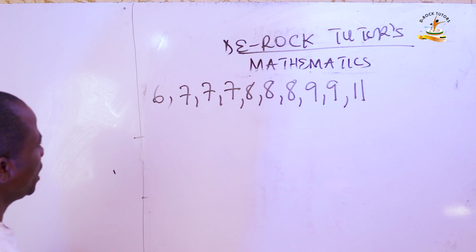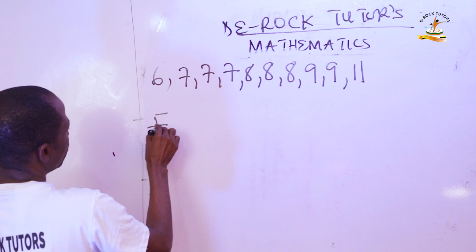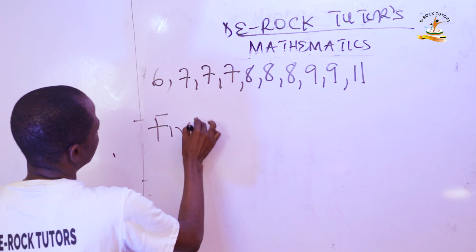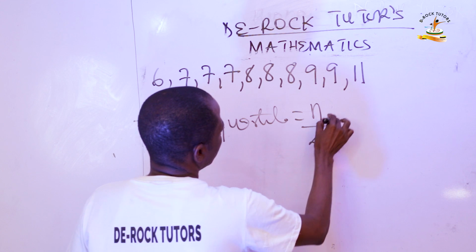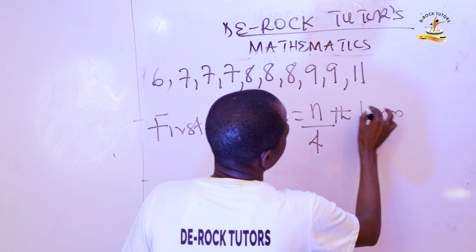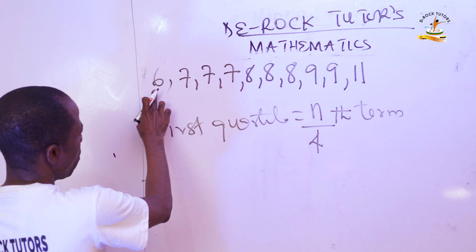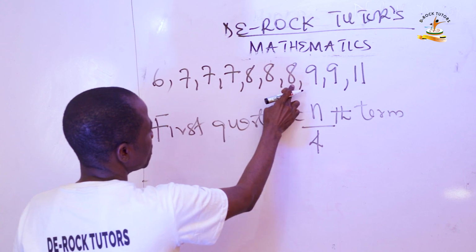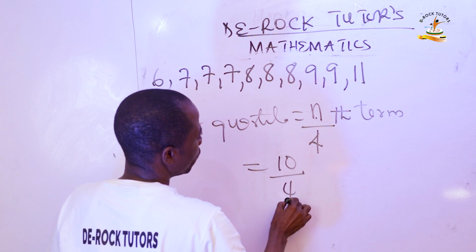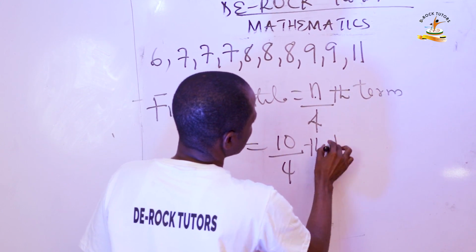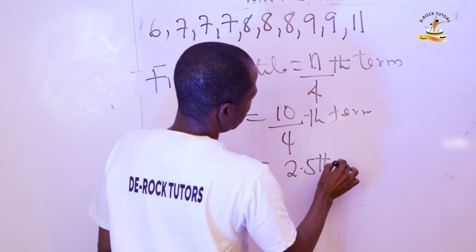So now that we've arranged the numbers in ascending order, the first quartile is n all over 4th term, where n is the number of terms that we have here. How many are they? 1, 2, 3, 4, 5, 6, 7, 8, 9, 10. So that's going to be n, that's 10, all over 4th term. And 10 divided by 4 gives us 2.5 term.